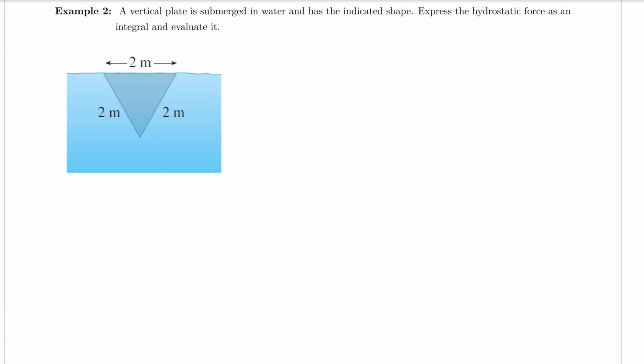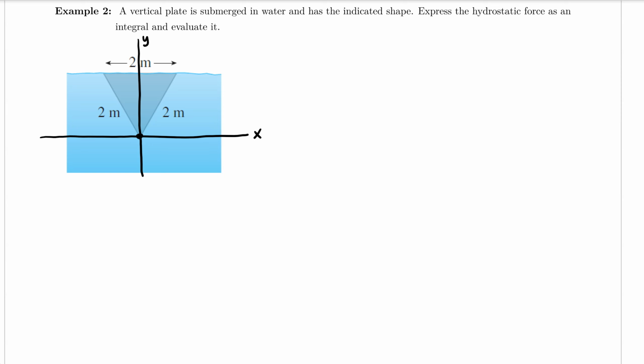Example 2 says a vertical plate is submerged in water and has the indicated shape. Express the hydrostatic force as an integral and evaluate it. So just like in the previous example, I want to set up my coordinate system so that my x-axis aligns with the bottom of my plate, and then I'll have the y-axis go straight down the middle like that.